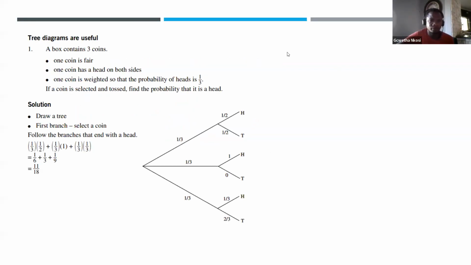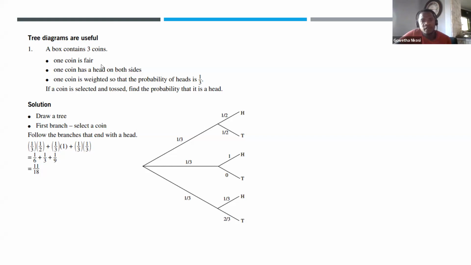Now, let's look at a tree diagram. Tree diagrams are useful. Here they say to us, a box contains 3 coins.